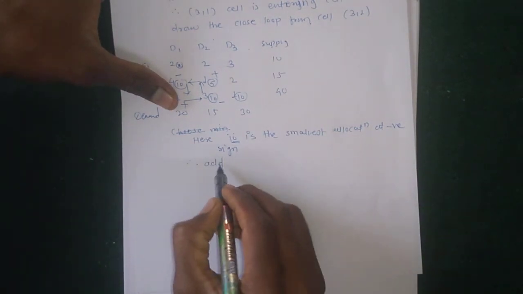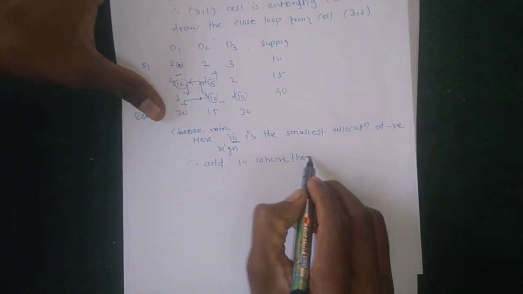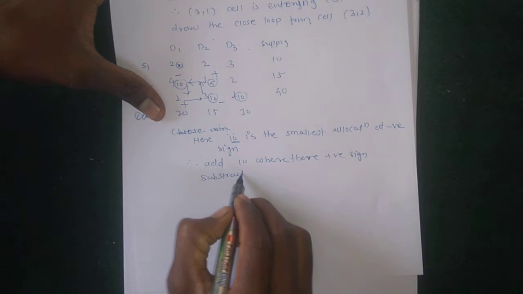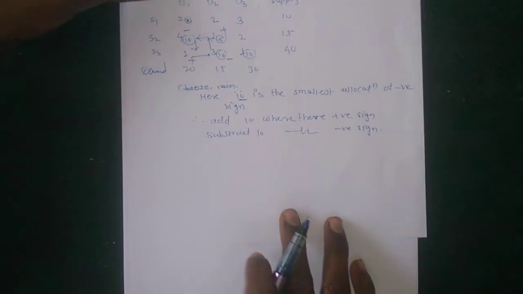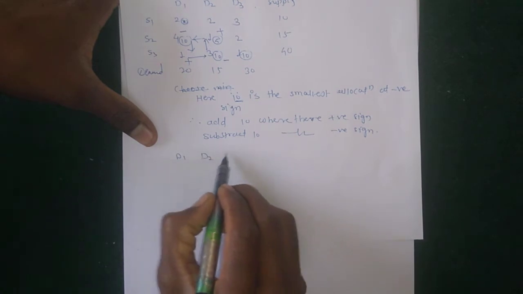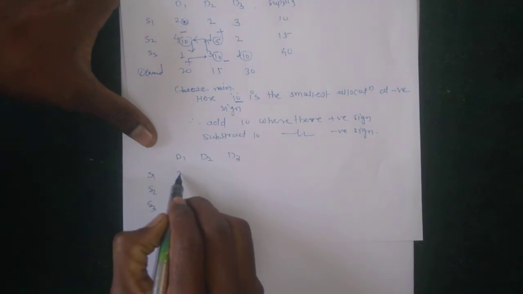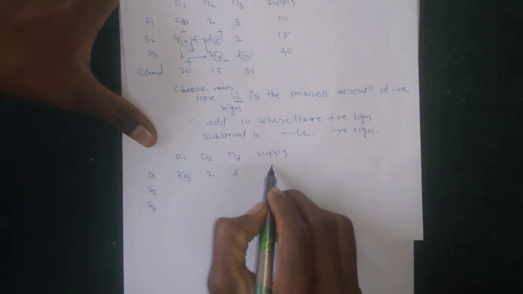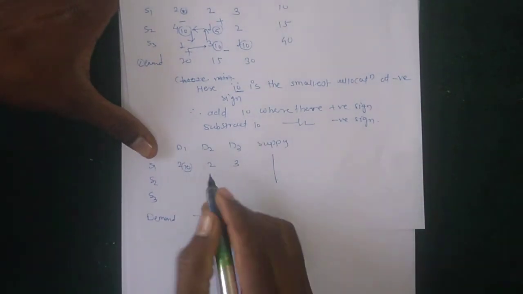Therefore add 10 where there is positive sign, and subtract 10 where there is negative sign. After adding and subtracting, the next allocation table has d1, d2, d3 and s1, s2, s3. Here 2 has value 10, 2 3 as it is. Write the supply column and the demand column as they are. So only these cells are changing.